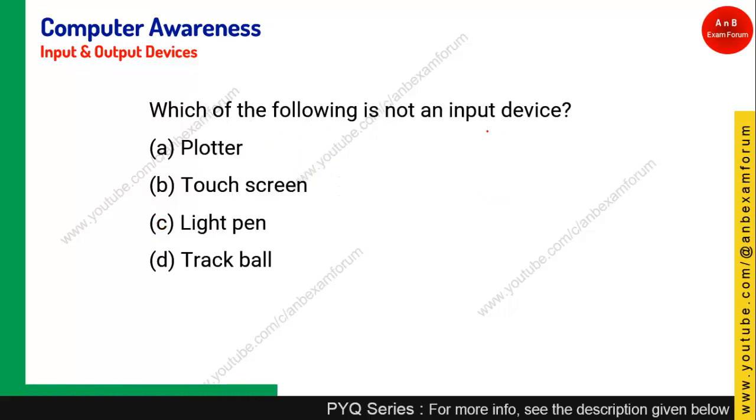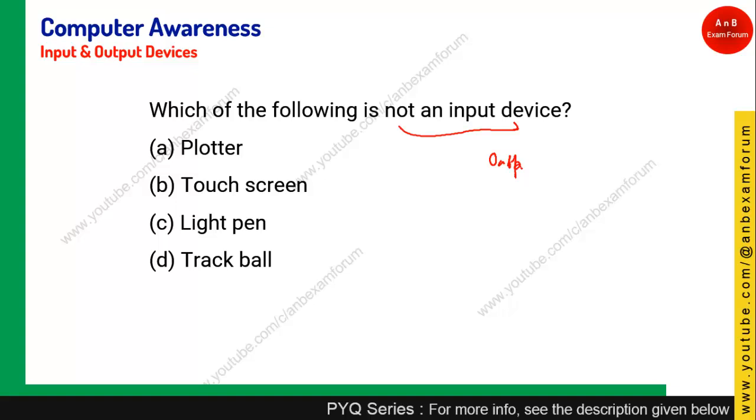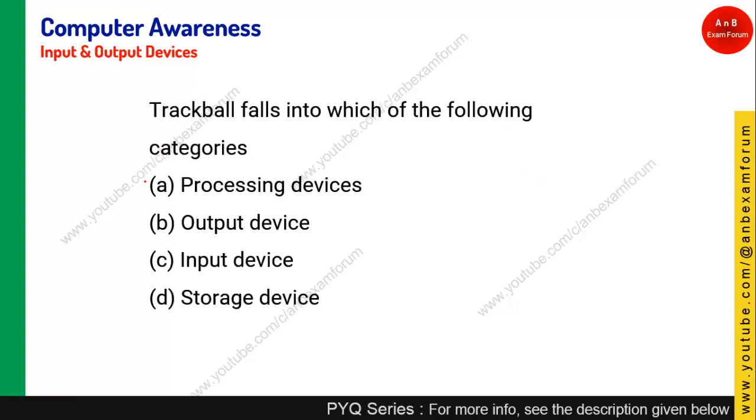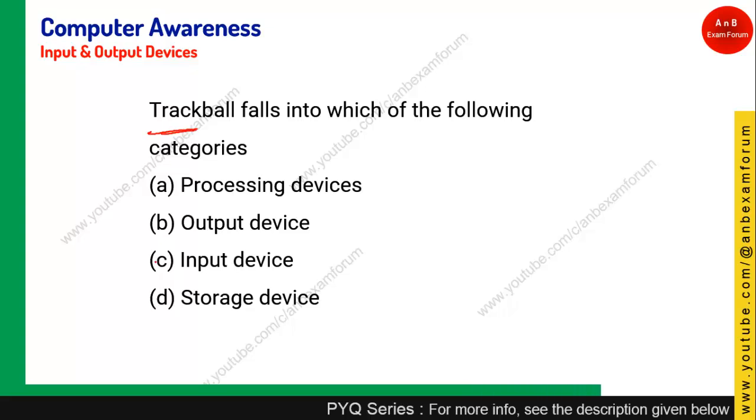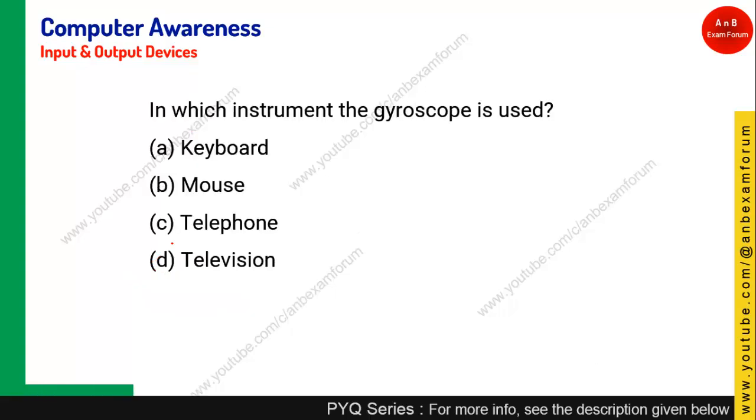Coming to the next question, which of the following is not an input device? Not an input device means which of the following is an output device. Plotter, printer, those are our output devices. So option A straight away is the output device. So option A is the right answer. Coming to the next question. Trackball, as I told you in the beginning, is an input device, so it falls under the category of input devices. A very easy question they have asked from this particular topic. Option C is the right answer.